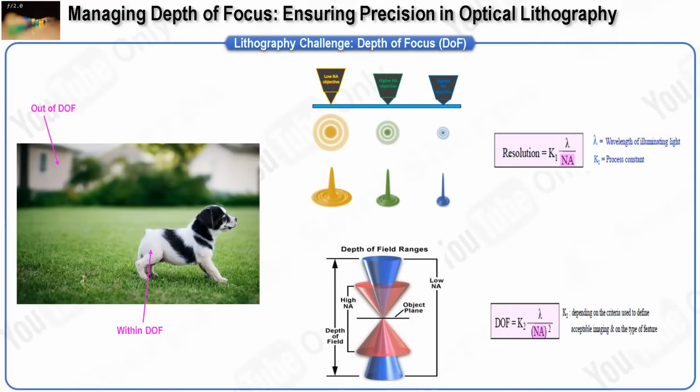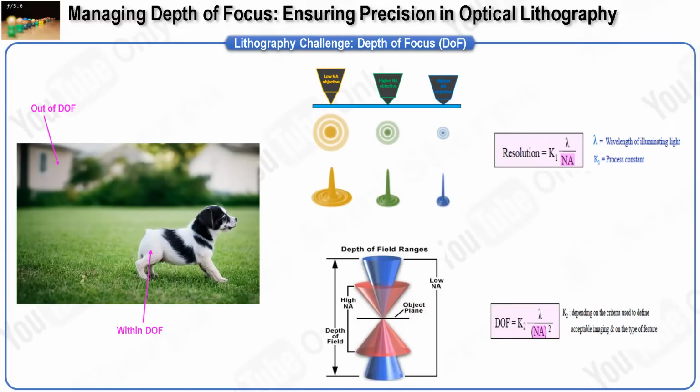To illustrate this concept further, consider the analogy of photography. In the photograph on the left side of this slide, you can clearly see all the details of the puppy, while the background appears blurred. This blurring occurs because the background is out of the depth of focus range. In photography, this effect is aesthetically pleasing because it directs your attention to the puppy and not the background.